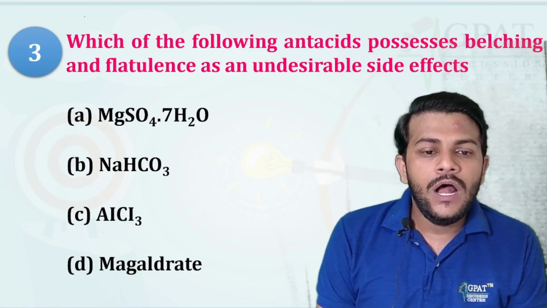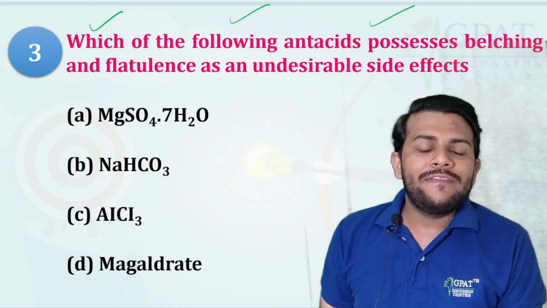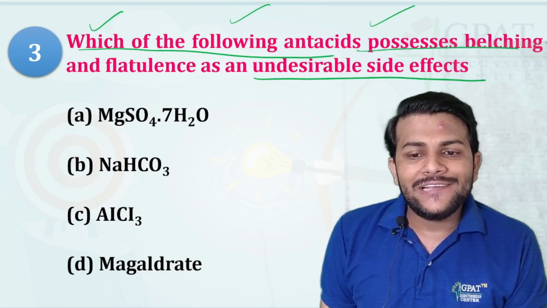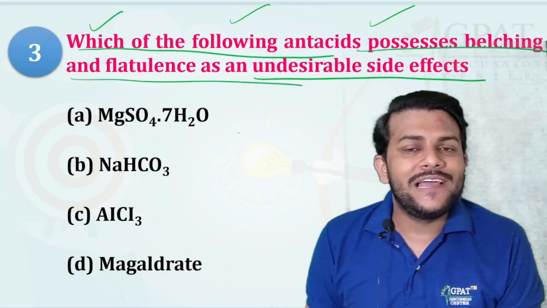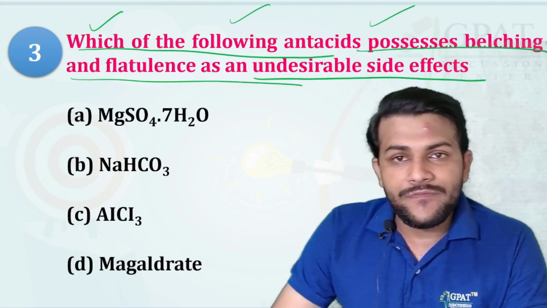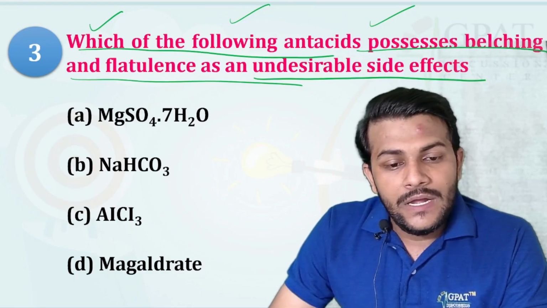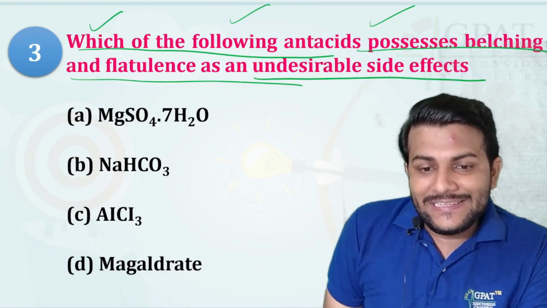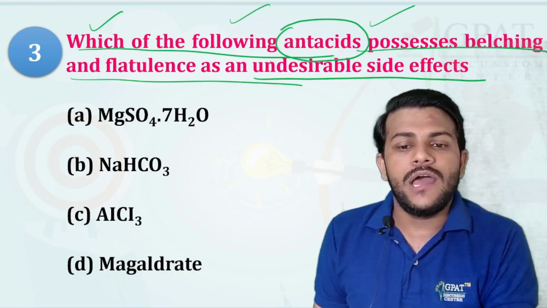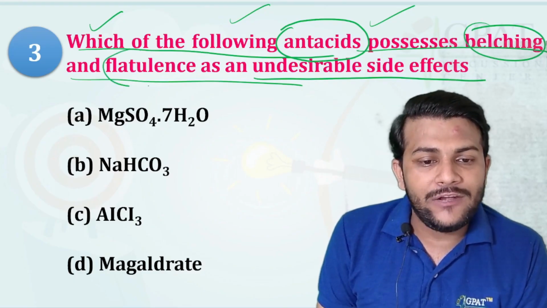Next: which of the following antacids possesses belching and flatulence as an undesirable side effect? We have the options: magnesium sulfate, sodium bicarbonate, aluminum chloride and magaldrate. You have to solve this question step by step. First you have to find the antacid possessing belching and flatulence property.